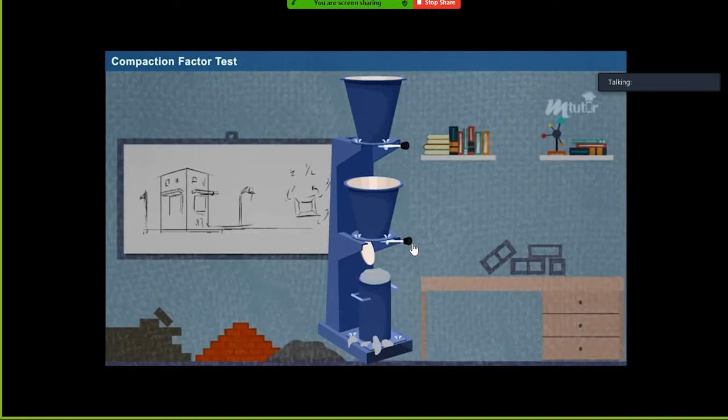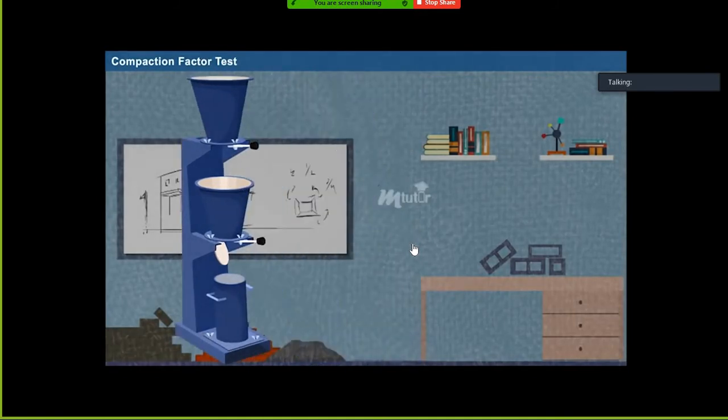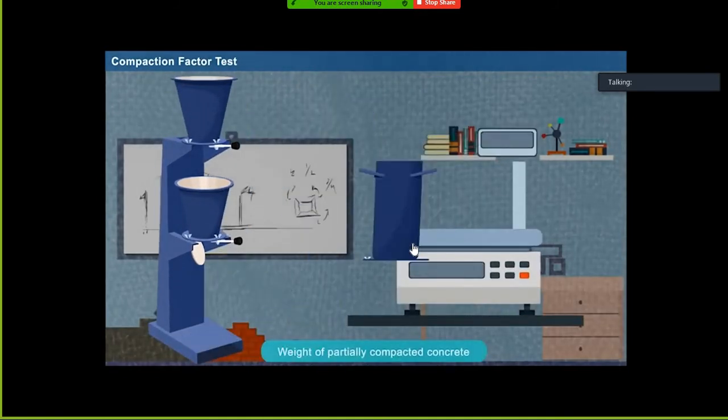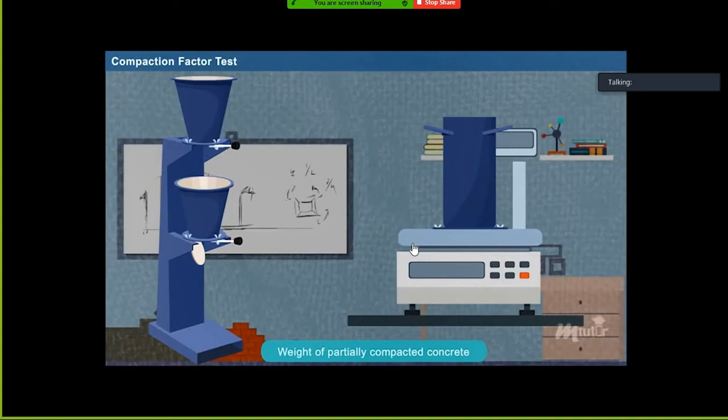When the bottom cylinder is filled with concrete, remove the excess concrete from the top of the cylinder using the trowel. Then clean the sides of the cylinder properly. Then measure the weight of the cylinder with partially compacted concrete, that is W2 kilograms.